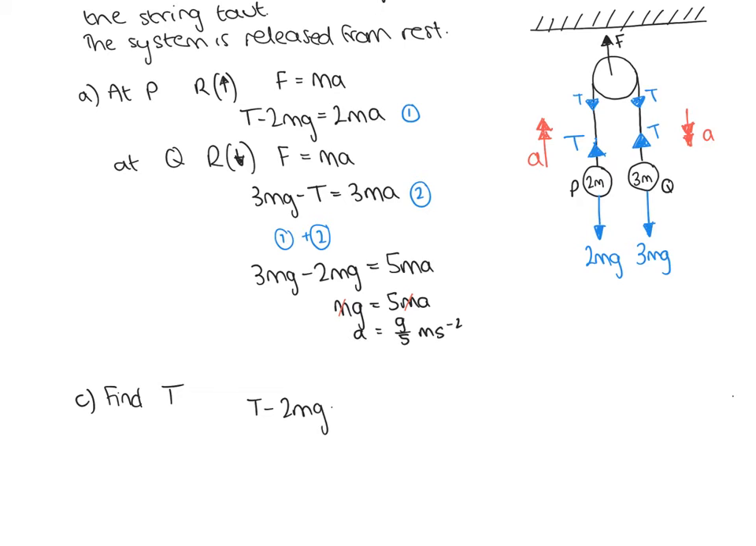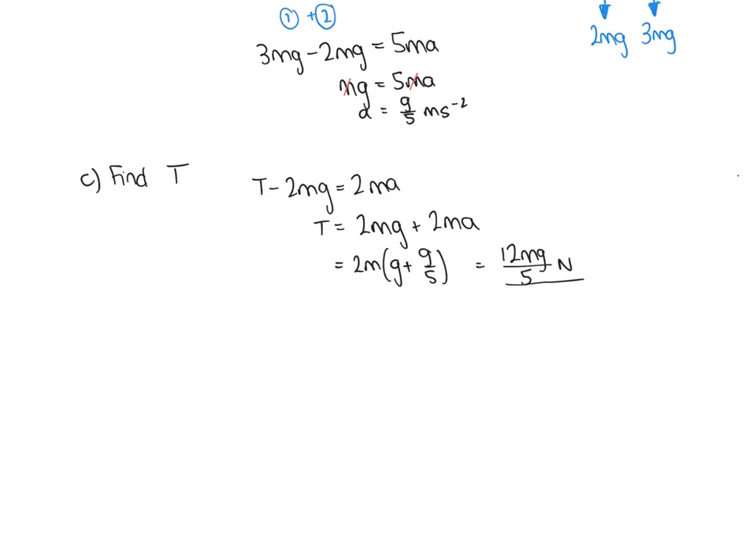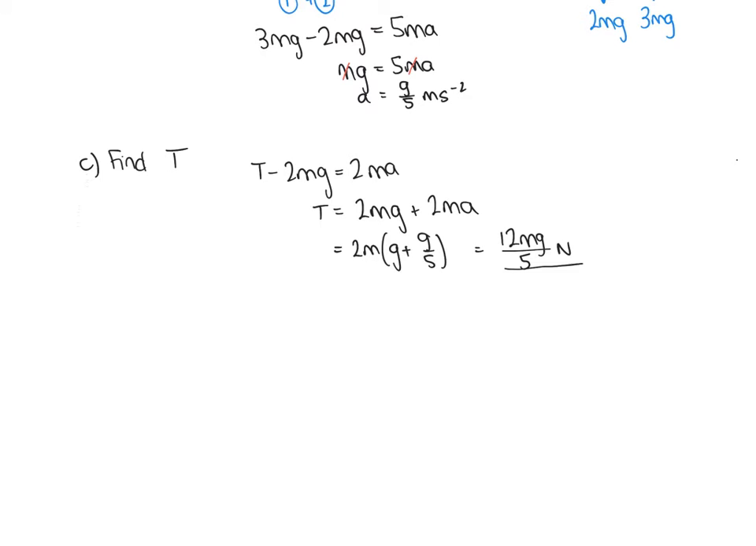Then we want to find the tension. Well, now we can look at either one of these equations. We know the acceleration. Add that over, so T is 2mg plus 2ma. And then solve that. However, it's going to be in terms of m because the mass of those objects will affect the tension. Okay, I've done it like this because I didn't have a calculator on me. So we'd have 6 over 5g from this bracket here. So then we get 12 over 5 mg is the tension.